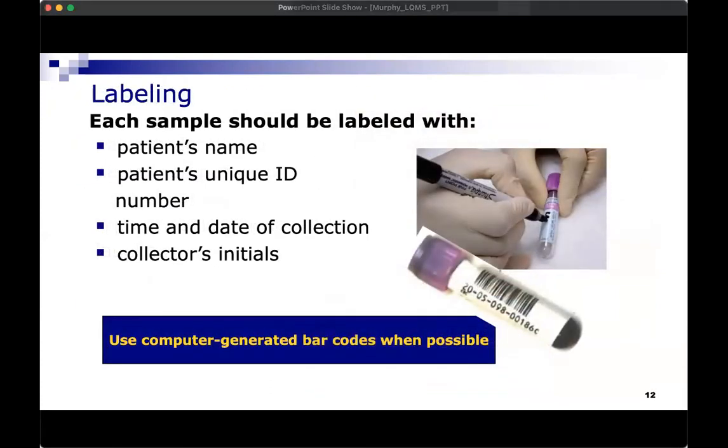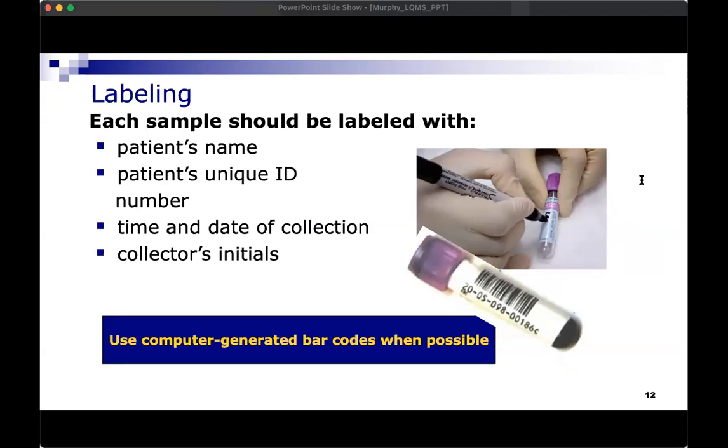So talking a little more about labeling, in general, some of the important requirements for a sample label are going to include the patient's name, patient's unique ID number, the date and time of collection, and the collector's initials. The collector's initials can be helpful because, if there are any problems with the sample, it can be really easy to track down who collected it.